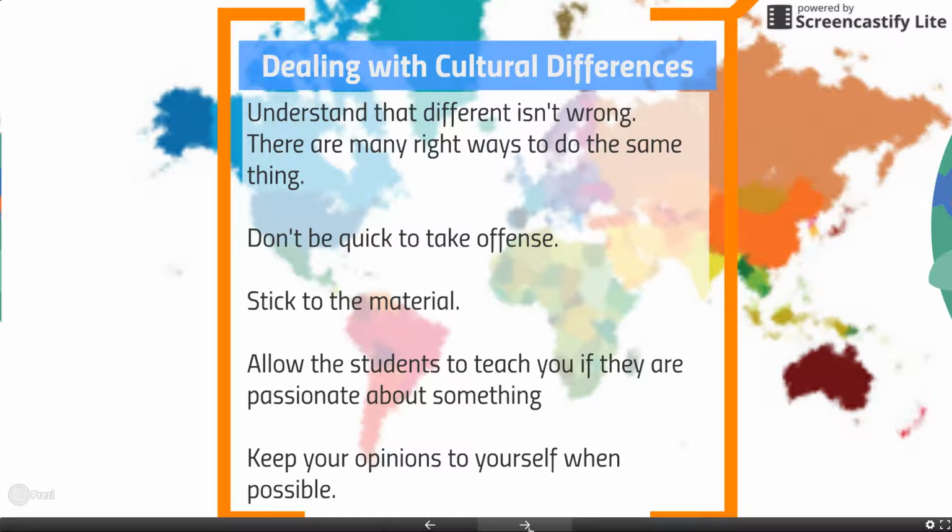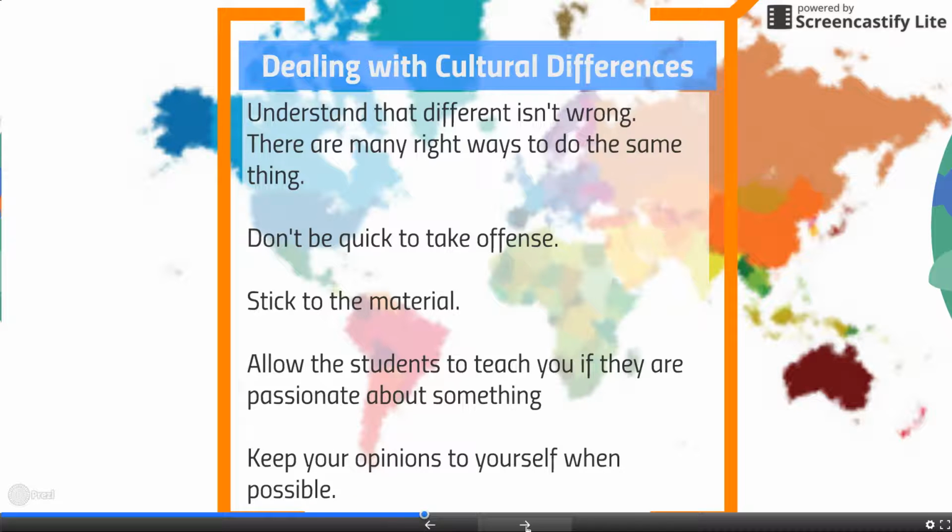Try to stick to the material so you don't go off topic too much. Staying on the material will help you stay focused and not get into maybe grayer areas or uncomfortable situations. If a student is passionate about something that you don't know a lot about, or maybe it's not how you feel, allow them to share with you or teach you about something. You don't have to agree, but by them being able to share and talk about it, they're learning just by using their vocabulary.